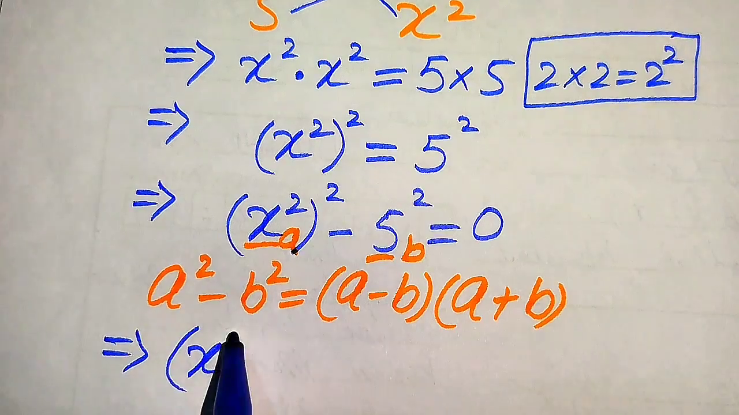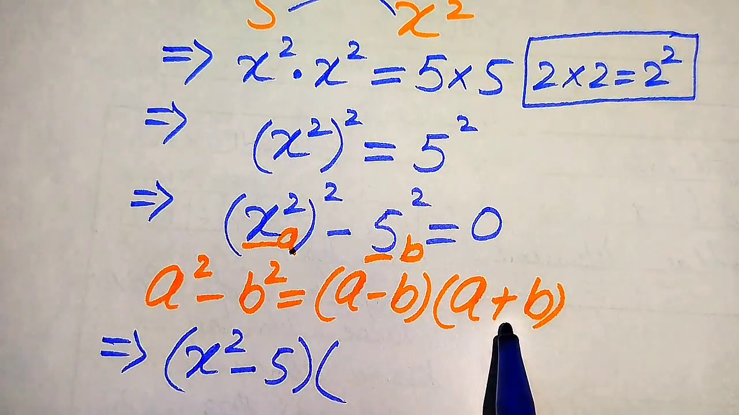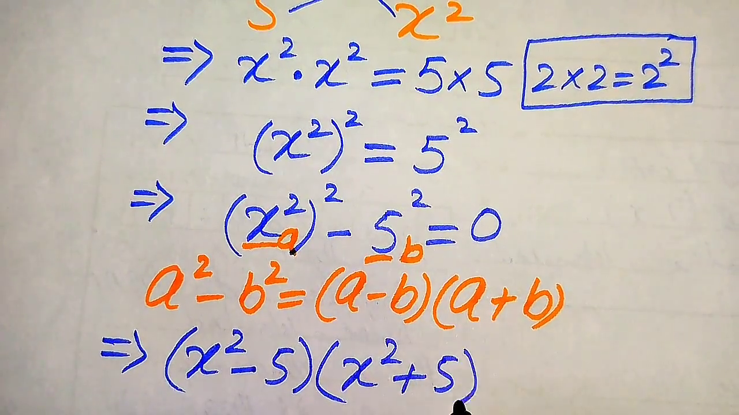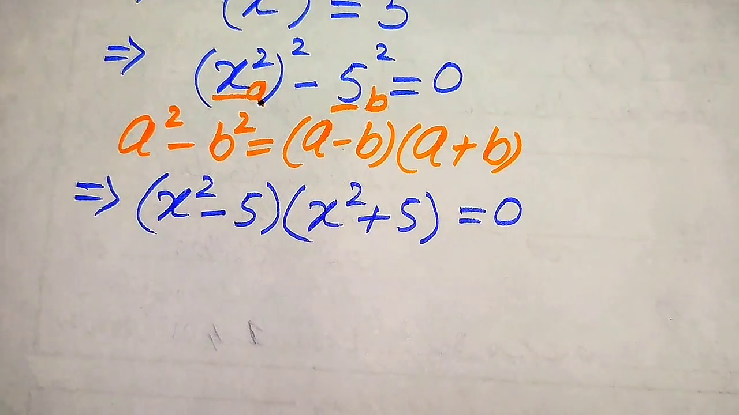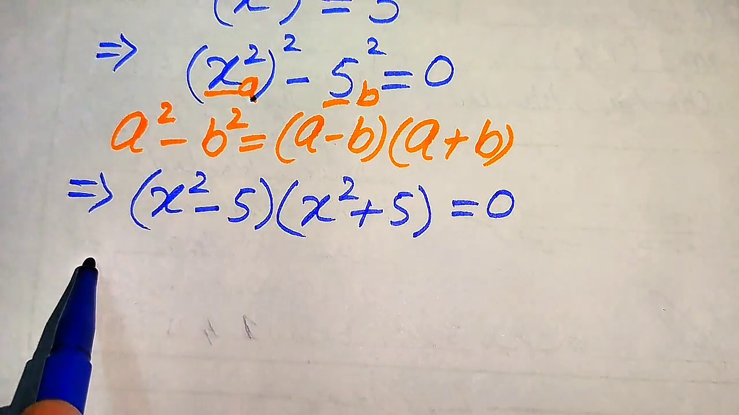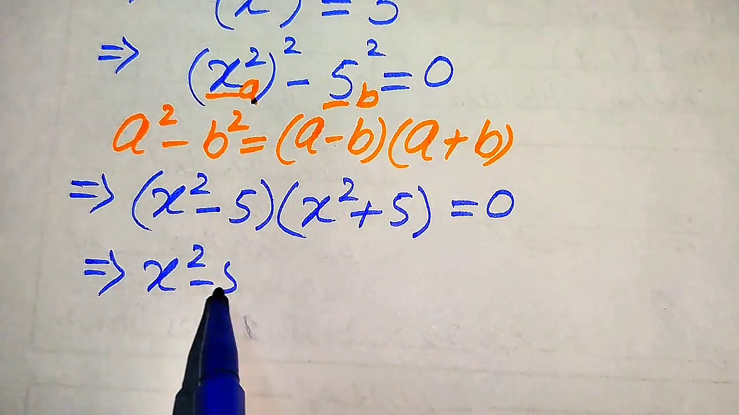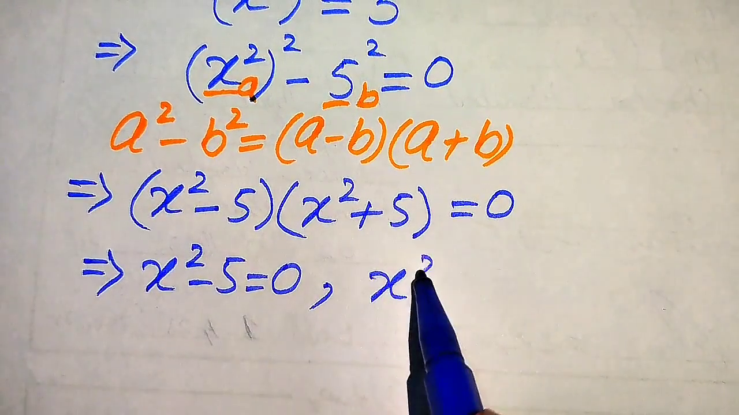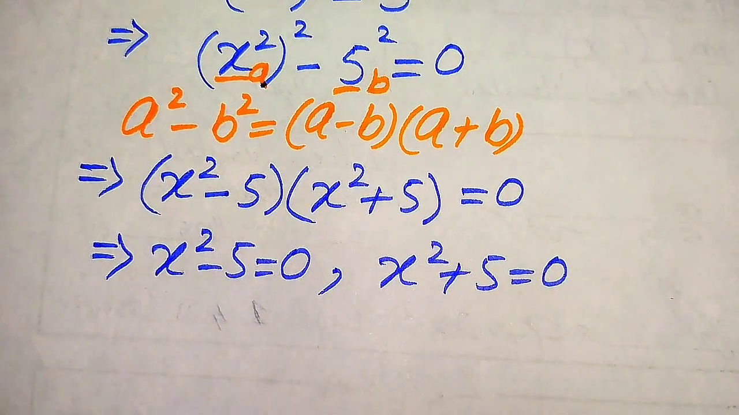Here our a is x square minus b is 5 into, again we have a plus b, so a is x square plus b is 5, and this whole equation is equal to 0. So in the next step, we break this equation into two cases. The first case is we write x square minus 5 is equal to 0, and the second case is we write x square plus 5 is equal to 0.